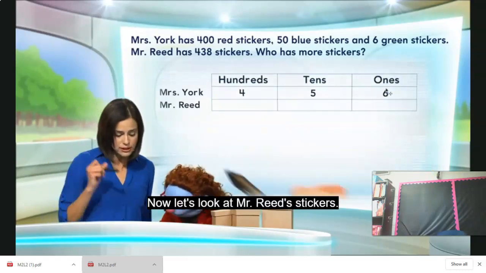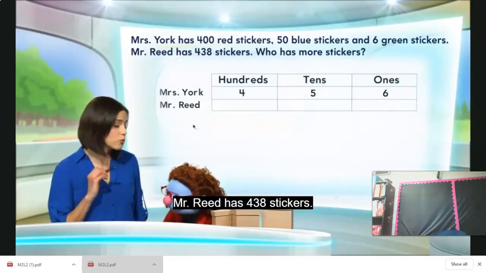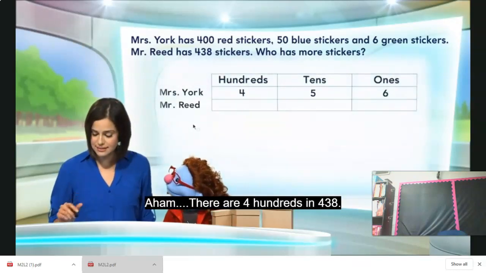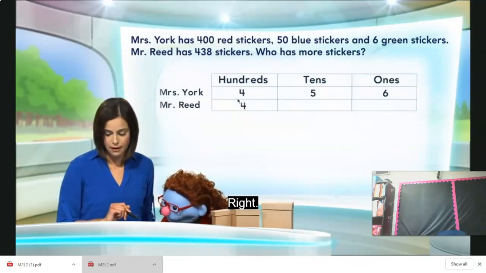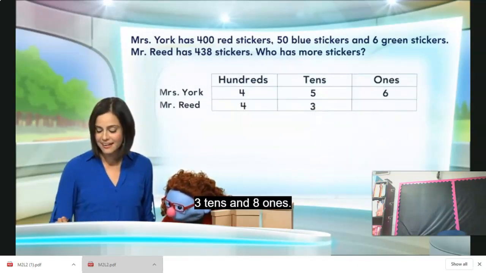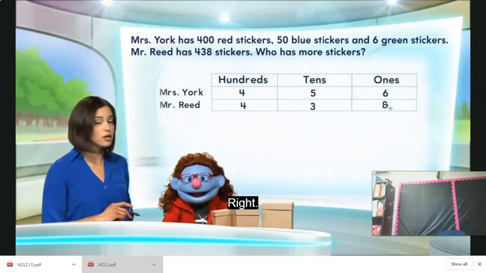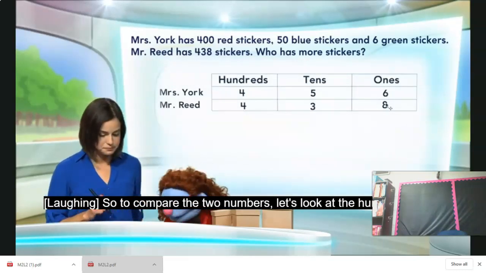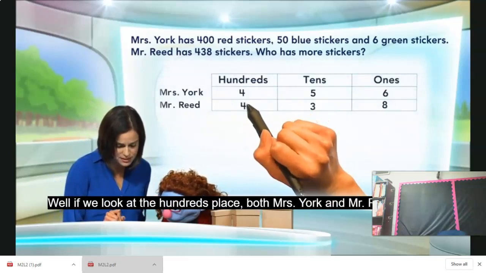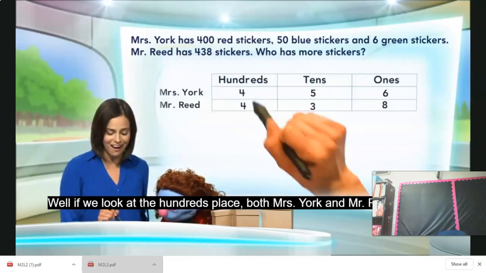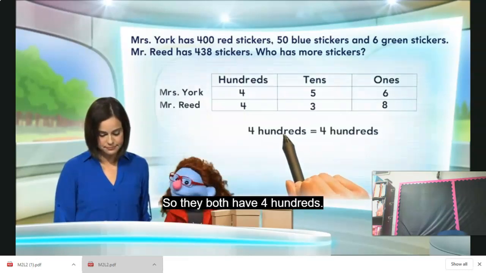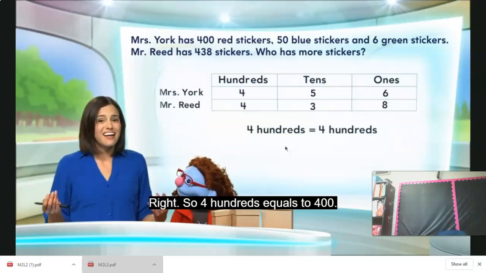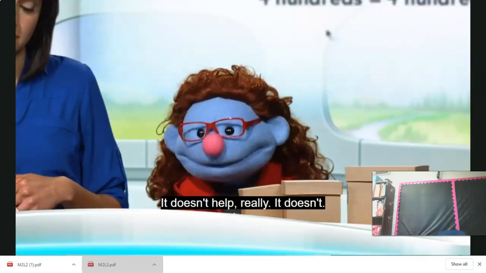Now, let's look at Mr. Reed's stickers. Mr. Reed has 438 stickers. And there are 4 hundreds in 438. Right. 3 tens and 8 ones. So to compare the two numbers, let's look at the hundreds place. Well, if we look at the hundreds place, both Mrs. York and Mr. Reed have 4. They both have 400. So 400 equals 400. That doesn't tell us who has more stickers. No, it doesn't help really.